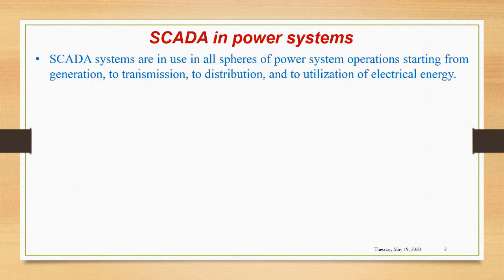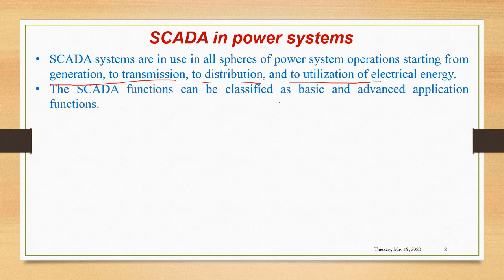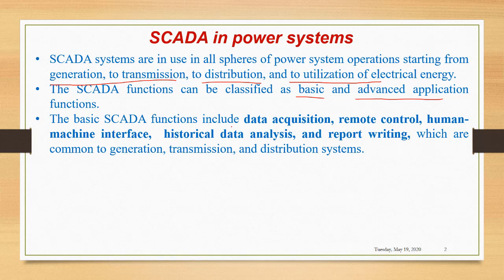SCADA systems are in use in all spheres of power system operations, starting from generation to transmission to distribution and to utilization of electrical energy. The SCADA functions can be classified as basic and advanced application functions. Already we talked about this in the last lecture. The basic SCADA functions include data acquisition, remote control, human machine interface, historical data analysis, and report writing, which are common to all spheres of a SCADA application in generation, transmission, and distribution systems.